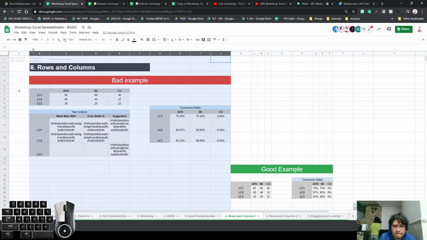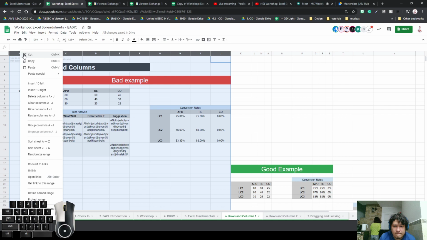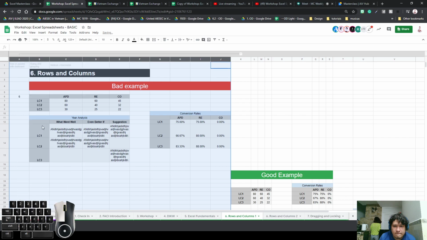Another example, there is a difference between hiding and grouping. Let's say I want to make a permanent thing, and I want to be able to show the bad example sometimes, but also hide it most of the time. So I can do this. I can group the columns.